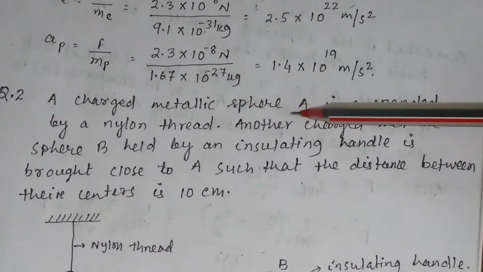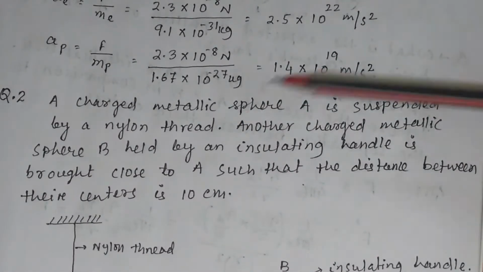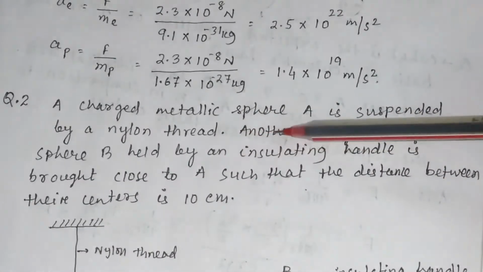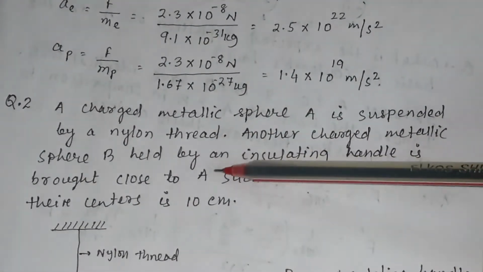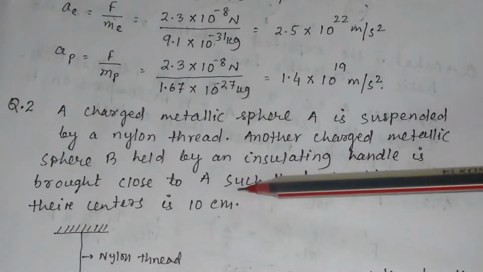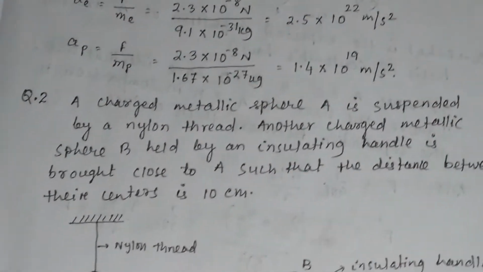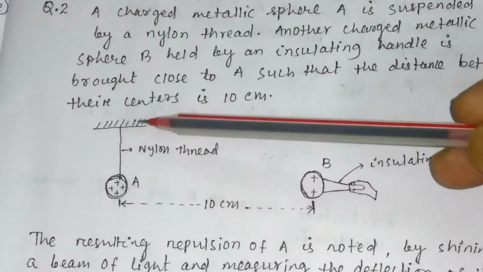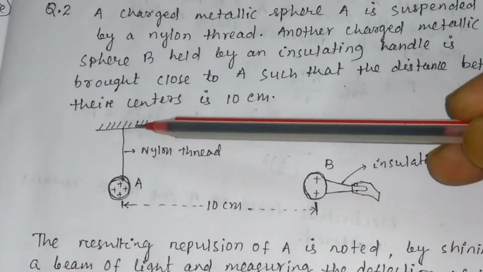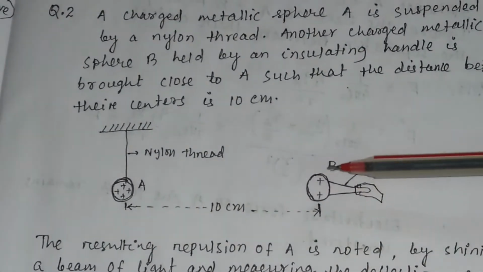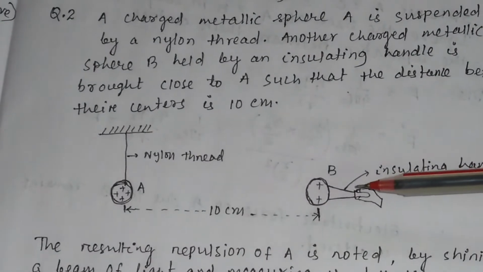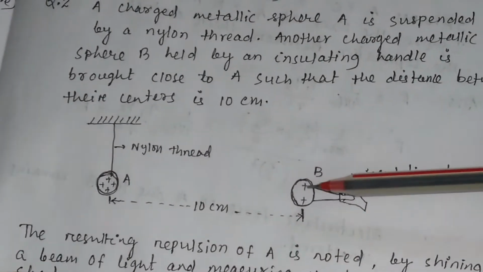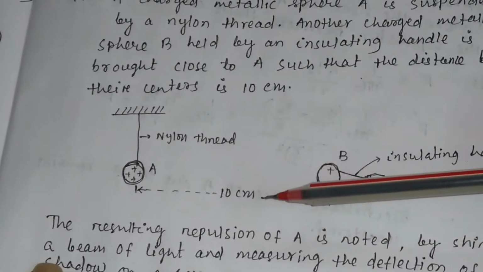Next problem: a charged metallic sphere A is suspended by a nylon thread. Another charged metallic sphere B, held by an insulating handle, is brought close to A such that the distance between their centers is 10 centimeter. So you see, this is a metallic sphere A, attached to a nylon thread and fixed to a rigid support, and this is another sphere B, which is held by means of an insulating handle. They are separated 10 centimeter apart.